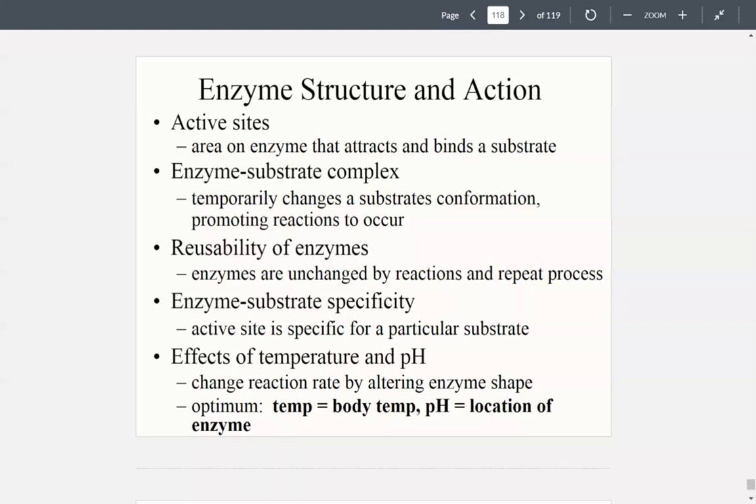But, so body temperature is the optimum temperature, and then pH is going to be dependent upon where that enzyme is located. If we're talking about enzymes that are located in the stomach, their ideal operating pH is actually going to be a pH of about 3. However, if we're talking about enzymes that are found in the small intestine, their optimal operating zone is going to be a pH of about 8-9. So it all depends on where they are.